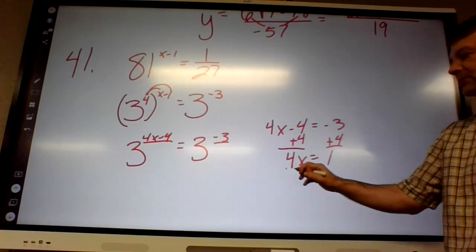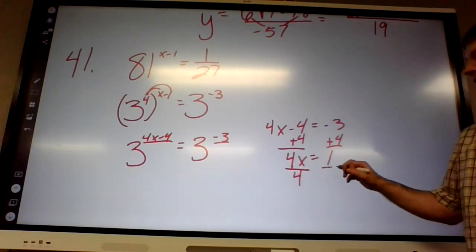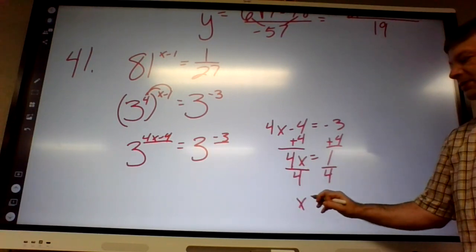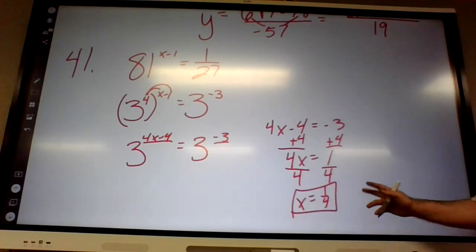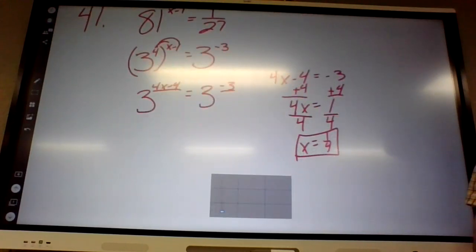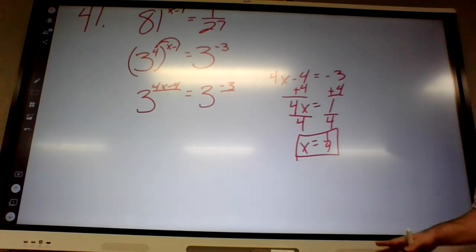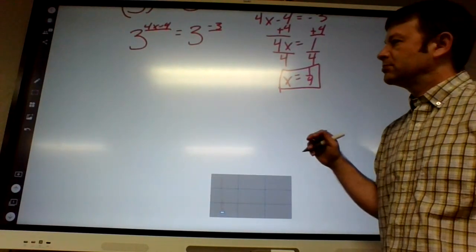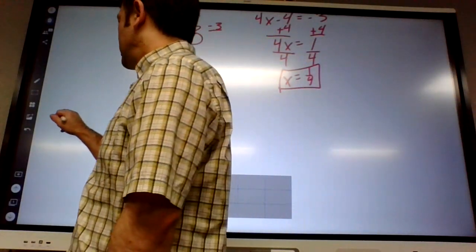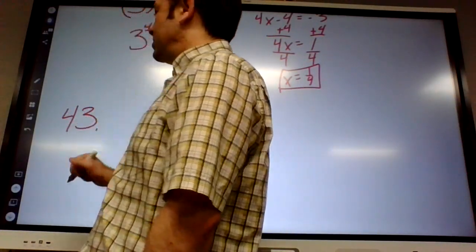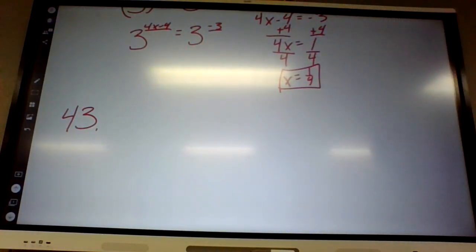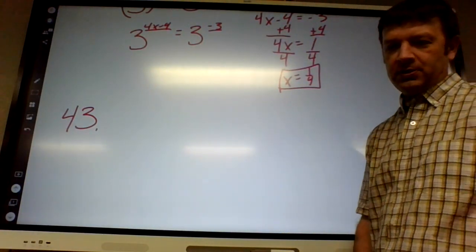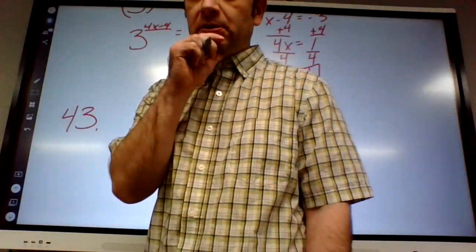Some people put 4 in a problem like this. What's the answer supposed to be? 1/4. Maybe if we have a day that I need to fill, we'll do a negative exponents worksheet. Just for fun, just for giggles.